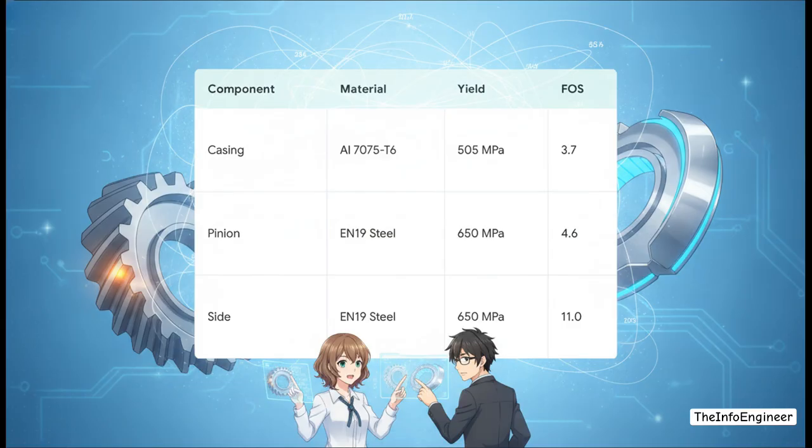To put all that into perspective, let's look at the finite element analysis, or FEA, for that custom helical limited slip. The whole secret is balancing your materials perfectly. The team spec'd EN19 steel for the pinion and side gears, yielding a massive 650 megapascals of strength. That practically guarantees extreme fatigue life against shock loading. But then, they paired that heavy-duty steel with a 7075-T6 aluminum casing. The result? Look at those safety factors. A 3.7 on the lightweight casing and an unshakable 11.0 on the side gears. That is what a highly optimized, bulletproof mechanical package looks like.